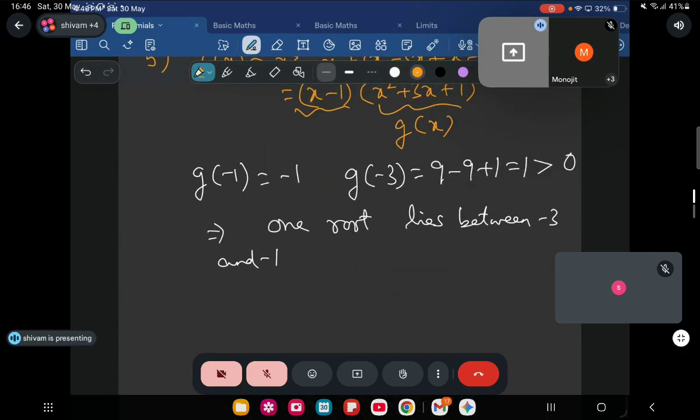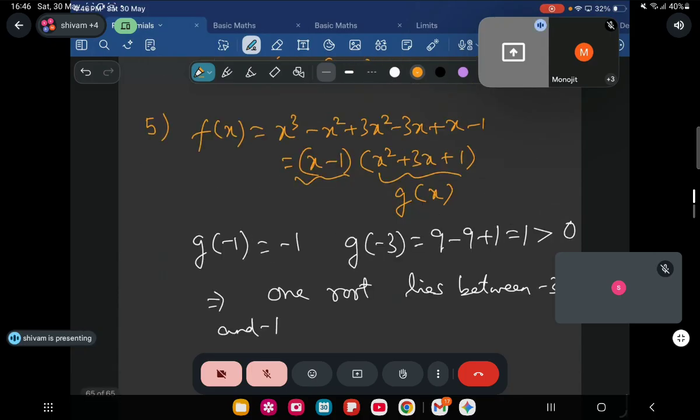I've got g(-1) as minus 1, negative, g(-3) as positive, right? So their product will be negative, right? Tell me, Arush. The product of those two numbers will be negative. So from the previous theorem, can I say that at least one root lies between minus 3 and minus 1? Because I already know that x equal to 1 is the root of this equation. So we need to think about the other two roots, na?